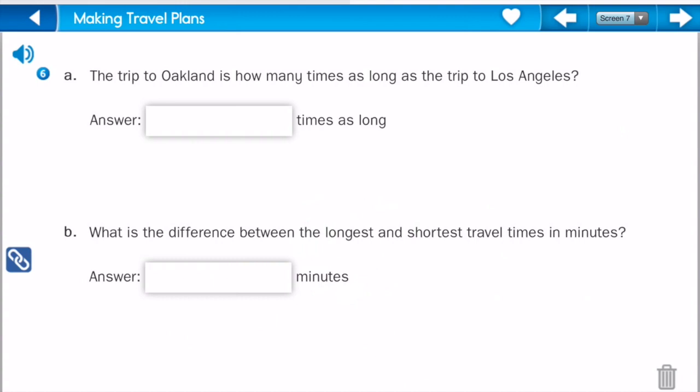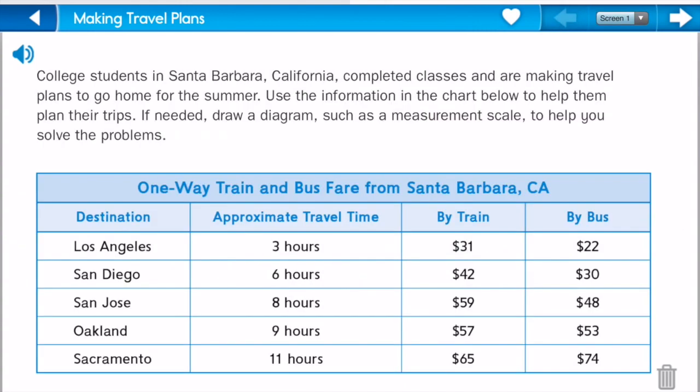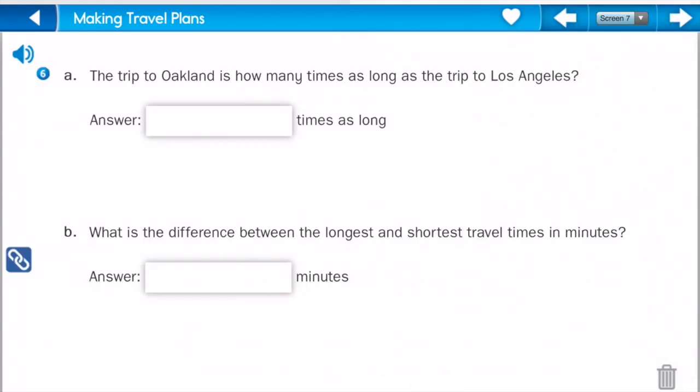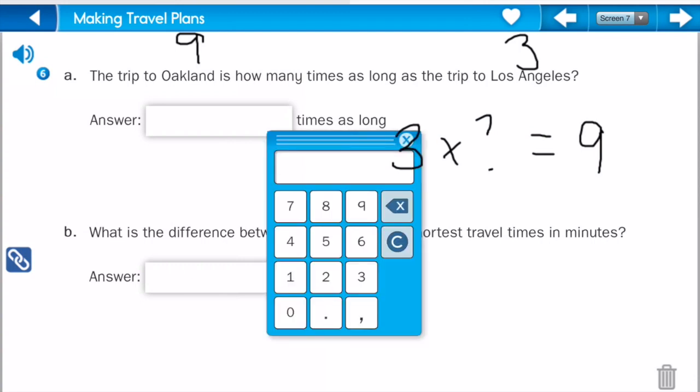A trip to Oakland is how many times as long as a trip to Los Angeles? So a trip to Oakland is 9 hours, and LA is 3 hours. If I make an equation, they're asking how many times as long it is. So it's 9 equals 3 times something. There's my equation. What times 3 equals 9? Yeah, that's right. It's 3. So it's 3 times as long.